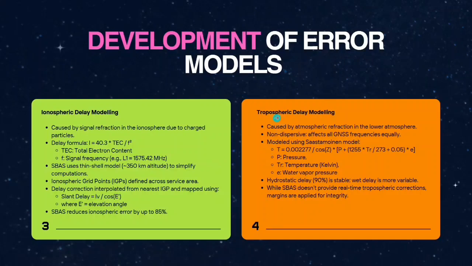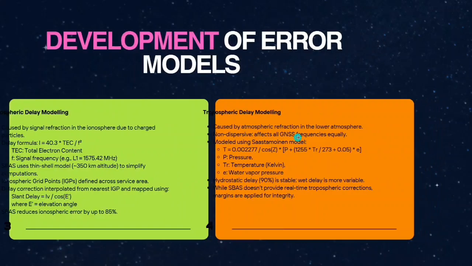Next is the tropospheric delay modeling, which is caused by atmospheric refraction in the lower atmosphere and is non-dispersive, which affects all GNSS frequencies equally. So this is the model of the tropospheric delay, which is using the Saastamoinen model. The hydrostatic delay, which is 90%, is stable, while the wet delay is more variable. While SBAS doesn't provide a real-time tropospheric correction, margins are applied for integrity.